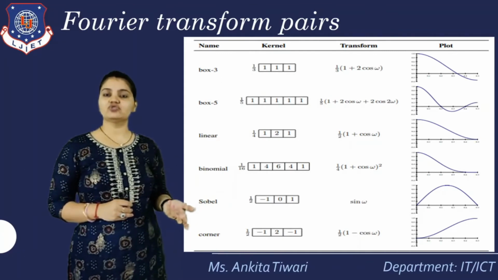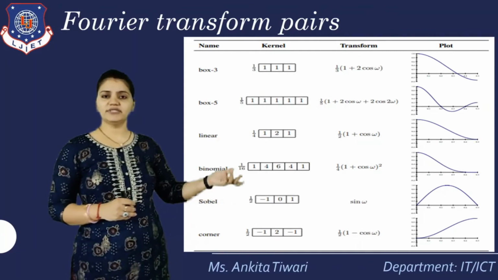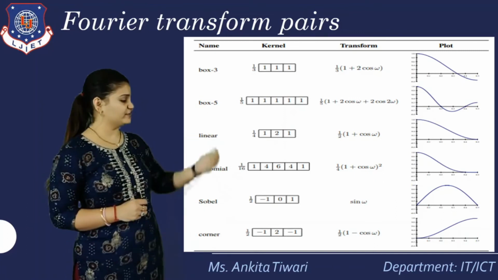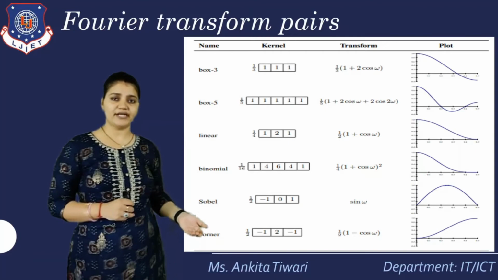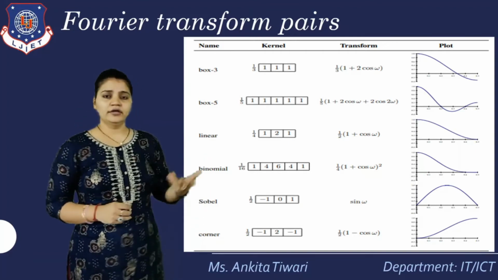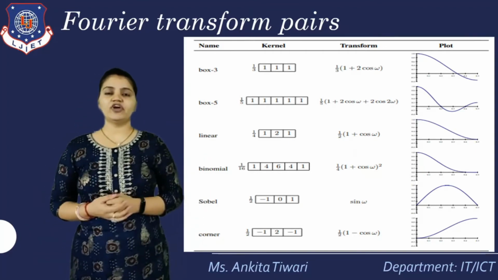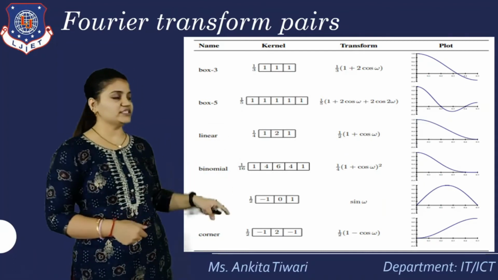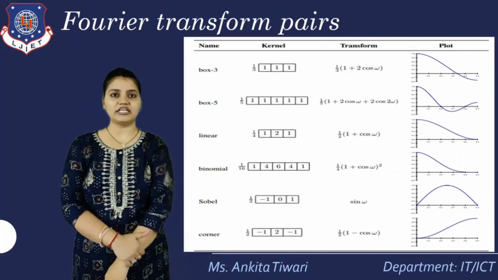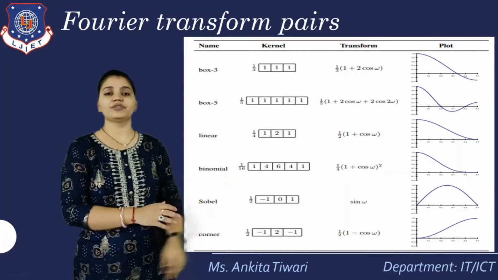For Sobel we have 1 by 2, minus 1, 0, 1, meaning the different forms and the different formulas that we have, and the different Fourier transform pairs that we can use in making the graph of the pairs. With respect to that, we have different properties as well, with different transformations, and the plotting I have already shown you in the table.